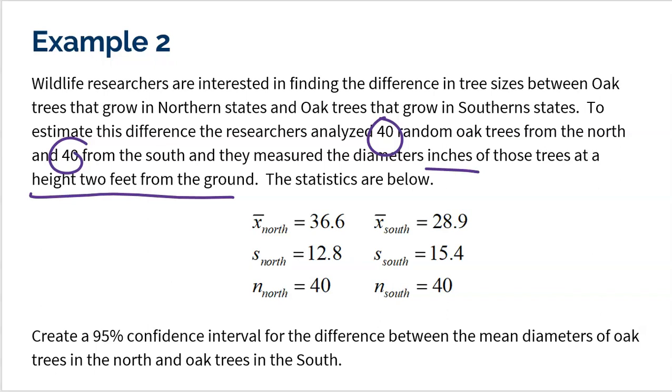From the 40 trees from the north, the average was 36.6 inches in diameter, standard deviation 12.8, and the average for the southern oak trees was 28.9 with a standard deviation of 15.4. So I'm going to do my north minus my south. A positive is going to mean that the north is bigger, which is obviously what happened in my two samples. But again, a negative would mean that the south was bigger. It wants me to create a 95% confidence interval for the difference between the mean diameters of oak trees in the north and oak trees in the south. So here we go.